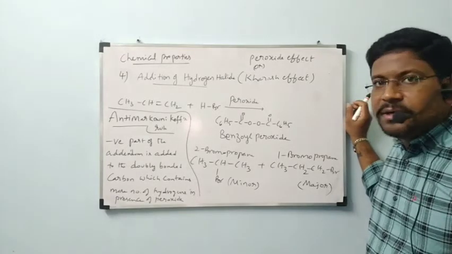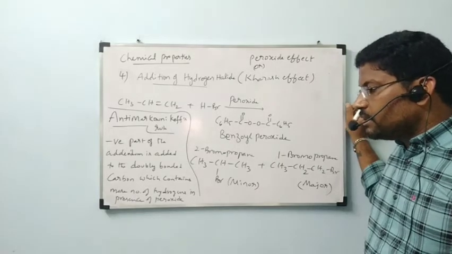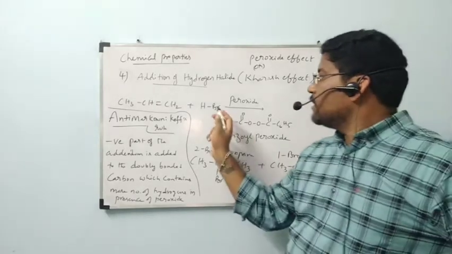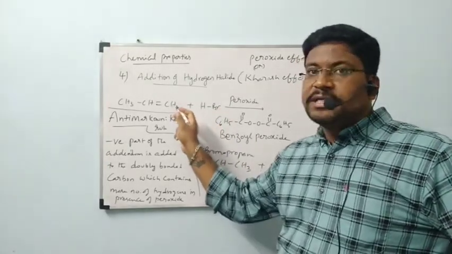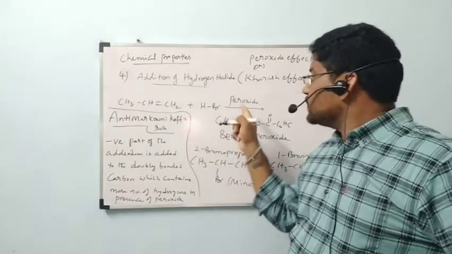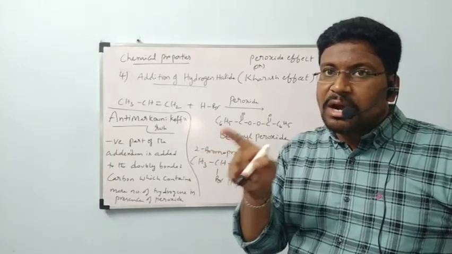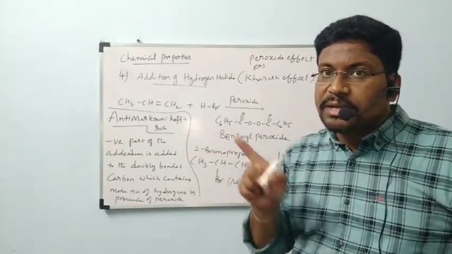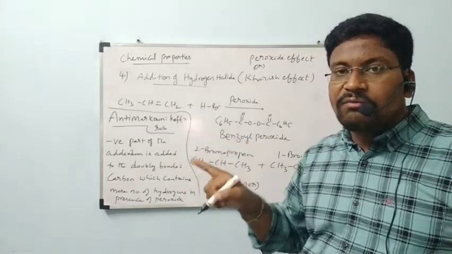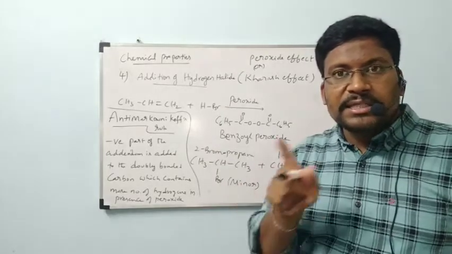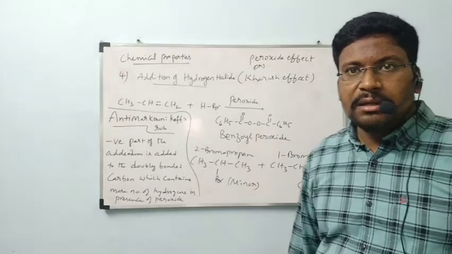What is anti-Markovnikov's rule? The negative part of the addendum is added to the doubly bonded carbon which contains more number of hydrogens. See, Br is the negative part, added to the carbon which contains more number of hydrogens in the presence of peroxide. In the exam also, they will mention the peroxide on the arrow mark. Then only this anti-Markovnikov method must be followed. Otherwise, we have to follow Markovnikov's rule only. You have to remember this very clearly, all of you.